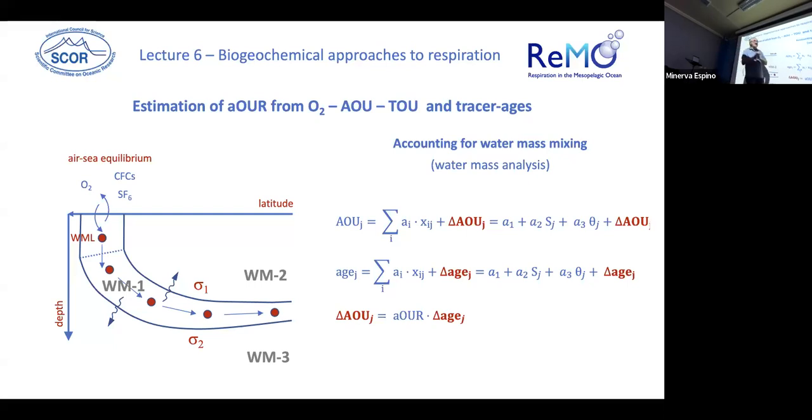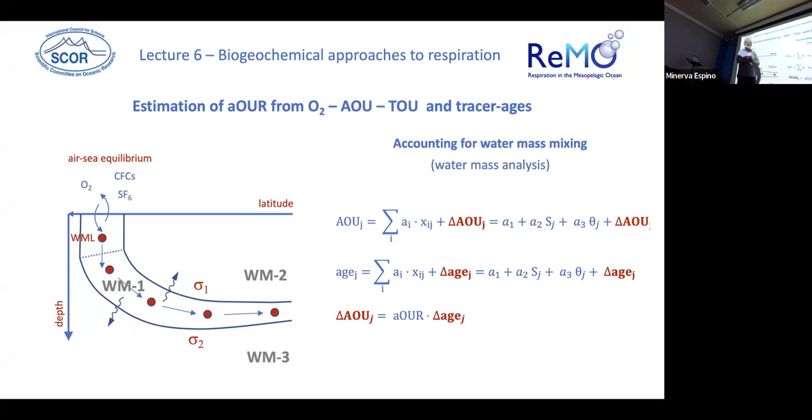And when you do that, you can do a multiple linear correlation of the apparent total utilization with the water mass proportion, and the residuals of this correlation is delta apparent oxygen utilization, which is the apparent oxygen utilization independent of mixing. These residuals do not depend on mixing because you have done the correlation. The same for the age.